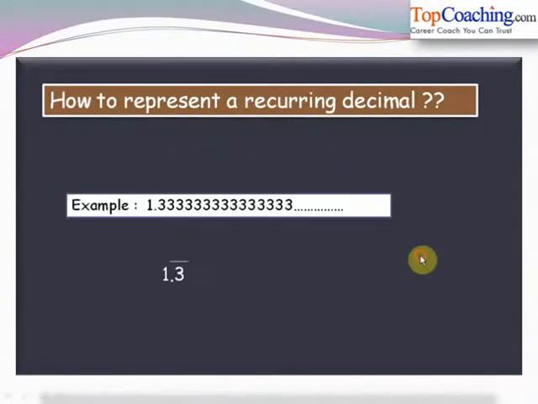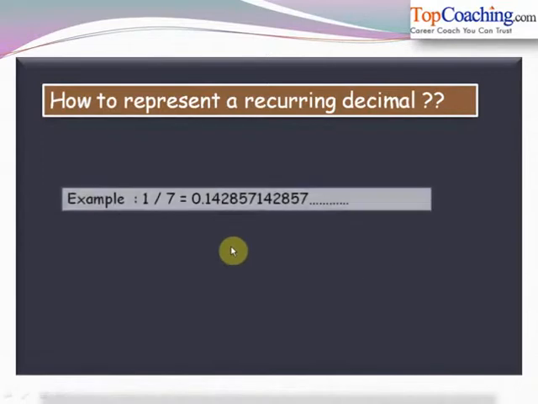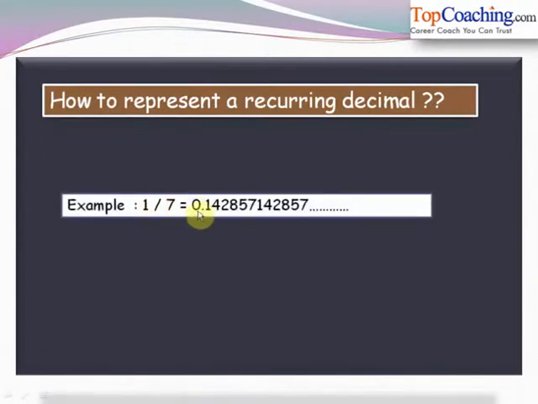Let's see one more example. 1 by 7 is equal to 0.142857142857 and so on. This we have already seen in the previous example. So 142857 keeps on repeating itself after a fixed interval. 142857, 142857, 142857 and so on is a decimal representation of 1 by 7.